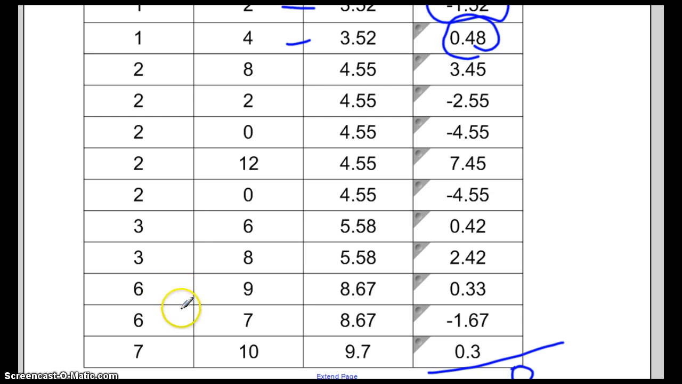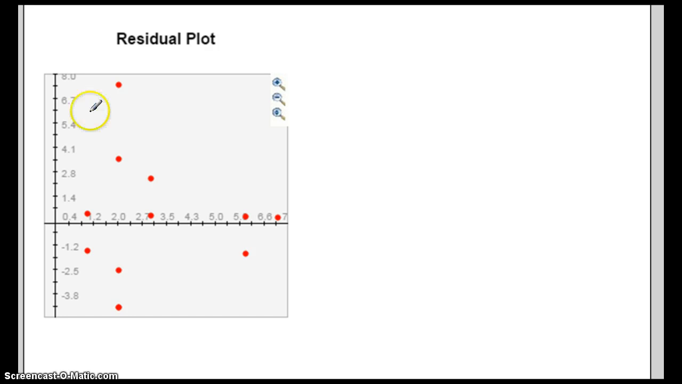Now, the last step is to plot the residual plot. We're going to plot the x values and the residuals, or the errors, and see what we get. Here's what our residual plot looks like. We are actually looking for a random plot when we're looking for a good residual plot. As you can see, there's no real pattern here, so that means that there is a good fit.